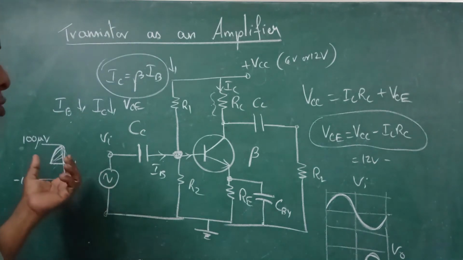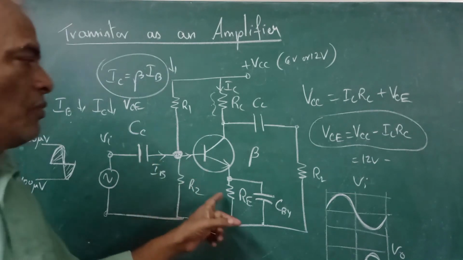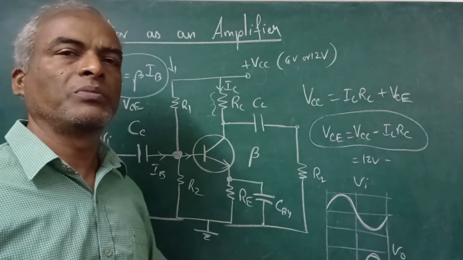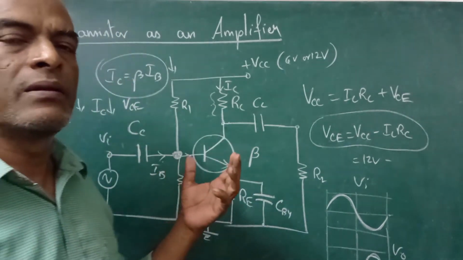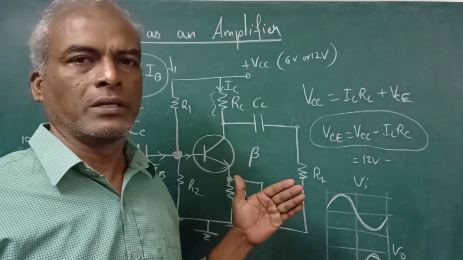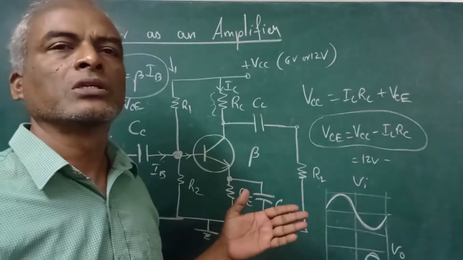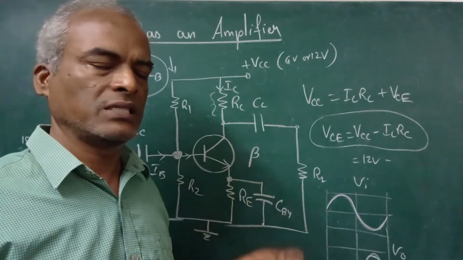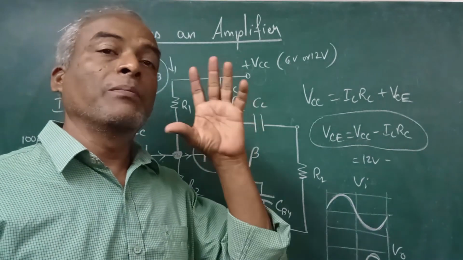I have discussed the two cycles in detail, positive half cycle and negative half cycle. And I told you where the Q point has to be. Q point has to be in the middle of the load line. The design of a voltage divider biasing, I have already explained in a separate video that I have posted in my channel. Please watch how to design a voltage divider biasing circuit. So we have to fix the Q point at the middle of the load line.